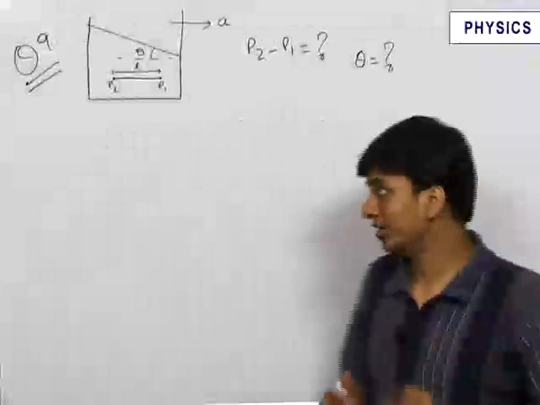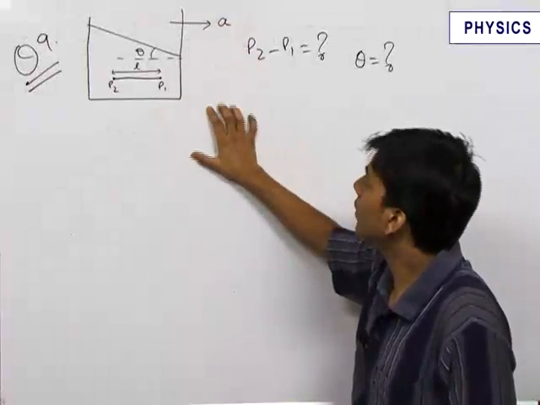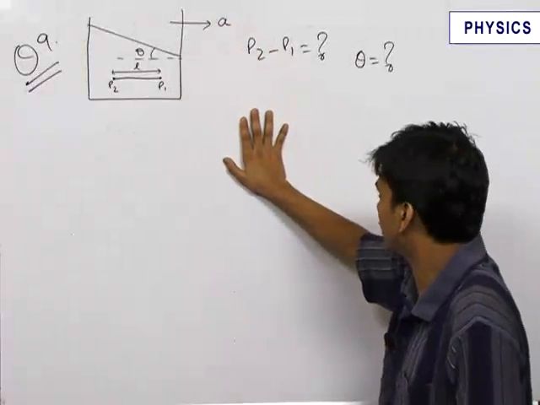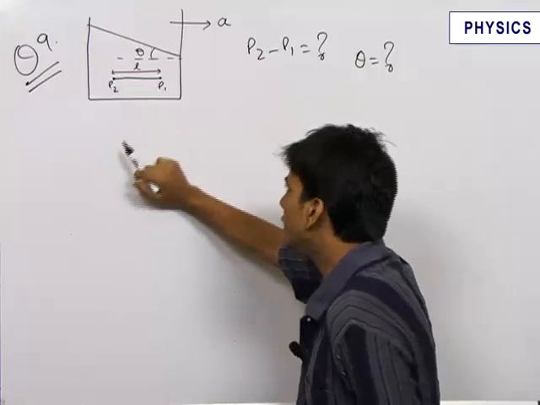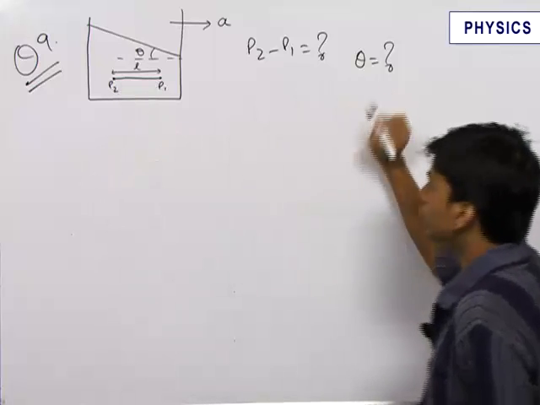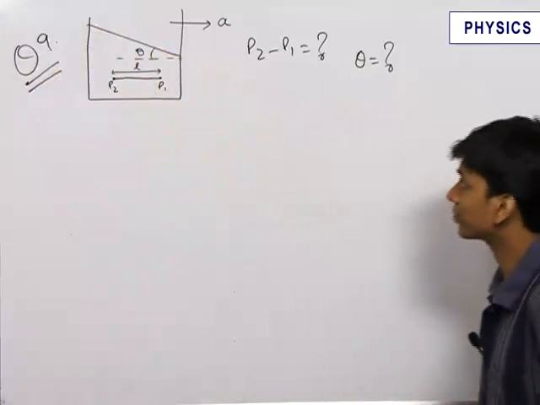Here's an important question. We have this liquid of water in a jar which is accelerating in the right direction with an acceleration a. We need to find out the difference in pressures at P2 and P1, and we also need to find out this angle of inclination of this water surface, that is theta.